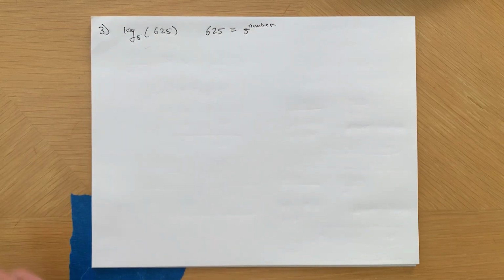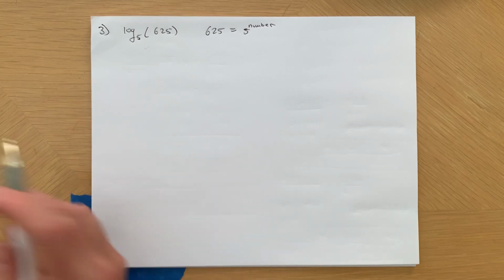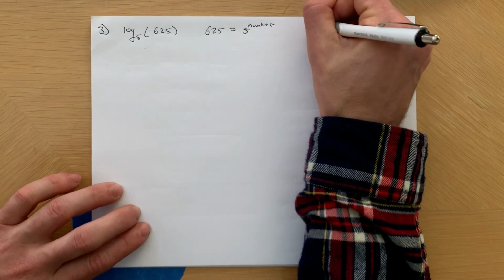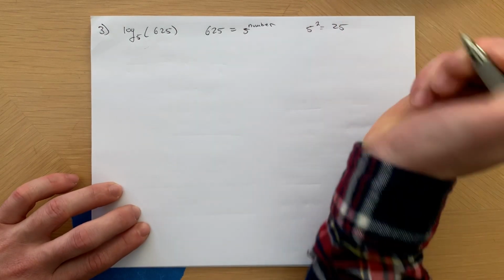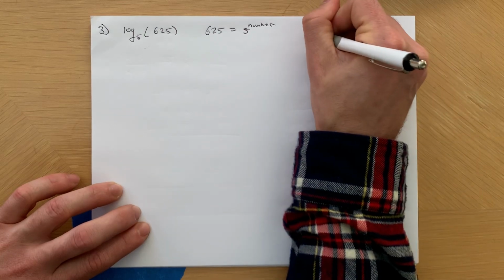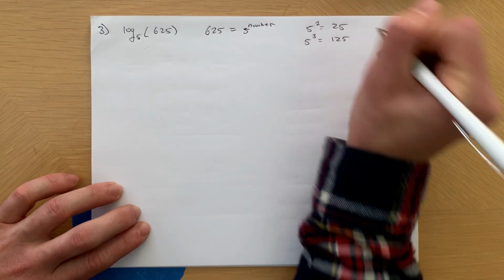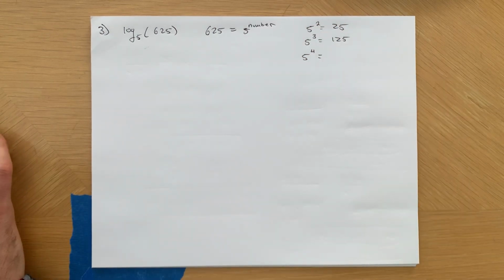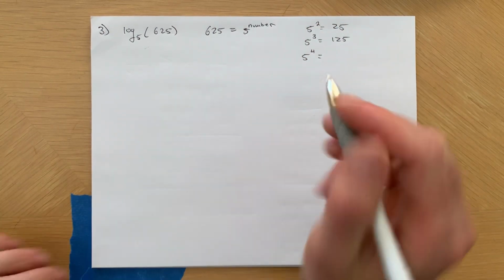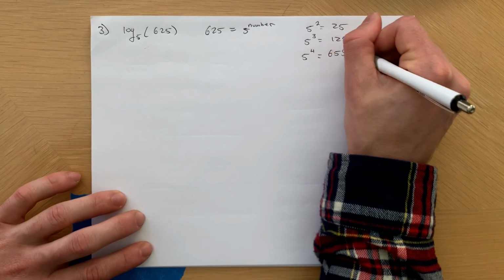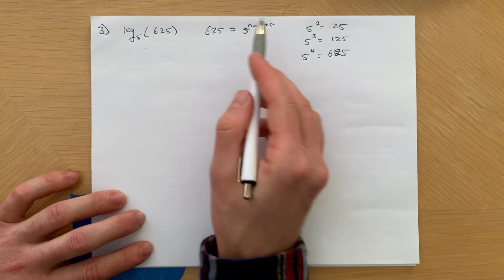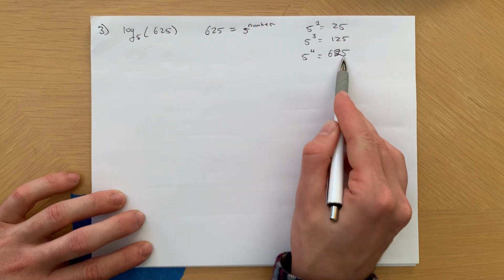So if you have a calculator, say you just do 5 to the second power. Well, that's 25, so that's not going to be right. Then you do 5 to the third power. Let's write these all down. So 5 to the second power, that's 25, so that's not the one we want. 5 to the third power, that's 125. That's not the one we want. 5 to the fourth power is 625. So 625 is 5 to some number, and that number is 4. 5 to the 4 is 625.